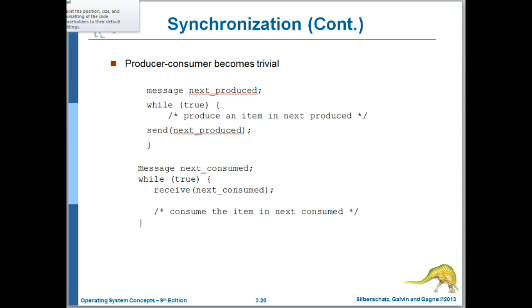So here you can see that the message passing solution to Producer-Consumer is much simpler than the shared memory solution to Producer-Consumer. The producer sends, the consumer receives.